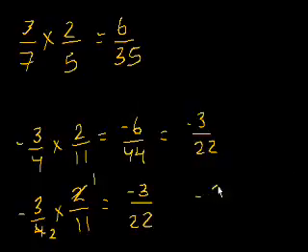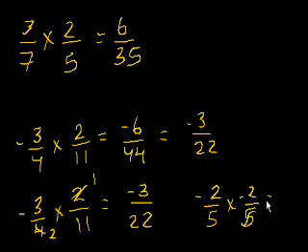If I had -2/5 times -2/5, well, that just is equal to -2 times -2 is +4. And 5 times 5 is 25. So 4/25. And that's just, remember, a negative times a negative is a positive, which makes sense.